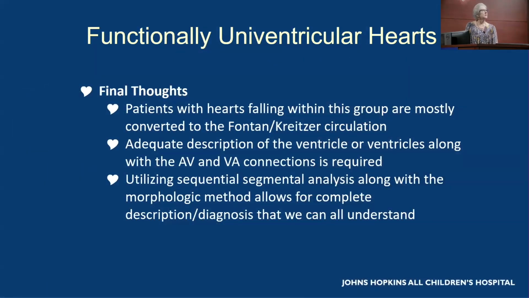So some final thoughts. These patients with hearts falling into this group are mostly converted to the Fontan-Kreutzer circulation to allow these patients to survive. Adequate description of the ventricle or ventricles, along with the atrioventricular and ventricular arterial connections, is a required thing for both the clinicians and the morphologist or the pathologist. And when we utilize sequential segmental analysis along with the morphologic method, this allows us for complete description or diagnosis that we can all understand. Even the patients these days or the families can understand what we're all talking about.